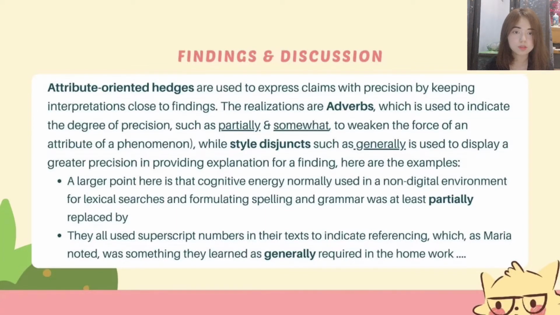Now here are the examples. First we have the adverbs, as we can see in the bold sentence. Now a larger point here is that cognitive energy normally used in a non-digital environment for lexical searches and formulating spelling and grammar was at least partially replaced by blah blah blah. Now second, we have the style disjuncts, as we can see here. They all use superscript numbers in their text to indicate referencing, which, as Maria noted, was something they learned as generally required in the homework. Now this is the use of attribute-oriented hedges.